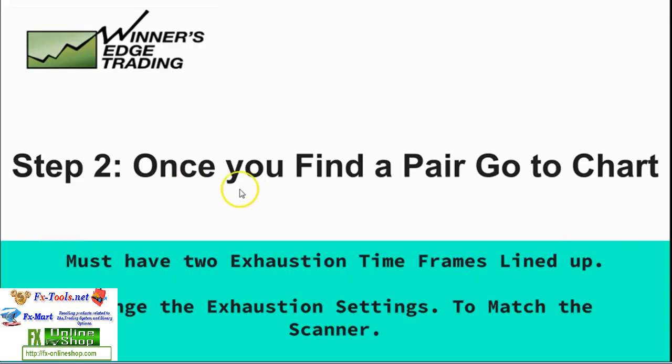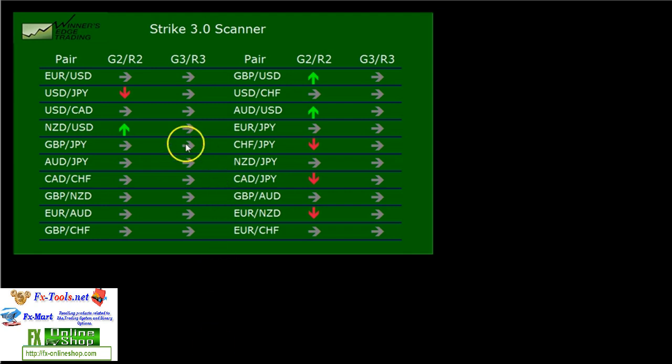So once you find your pair that you saw in the scanner, you'll have to go to the chart. You'll have to have 2 exhaustion time frames lined up, and you'll change the exhaustion settings to match those that we just did on the scanner. So I'll go ahead and go to the chart and do that. One thing I want you to remember is this is the exact same strategy that we just learned on the G3 and the R3. The only difference is we're going to be doing it on longer time frames. So you should have that in mind.